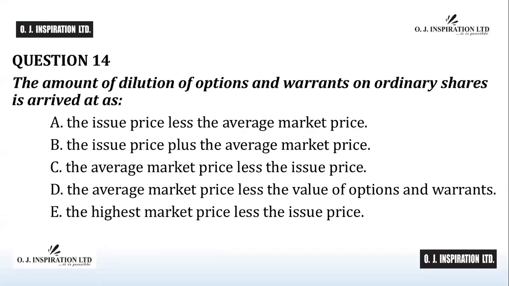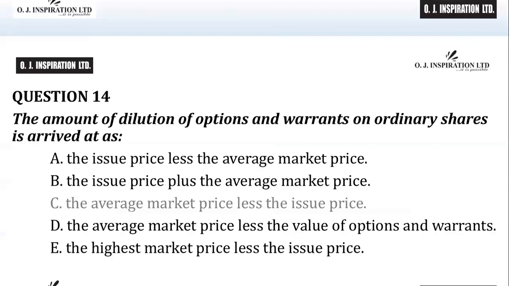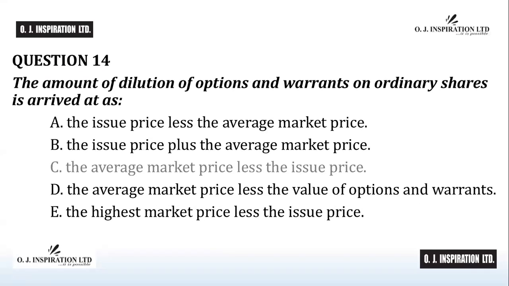Question number 14. The answer to question number 14 is C. The average market price less the issue price. The amount of dilution of options and warrants is the average market price of ordinary shares during the period minus the issue price. C is the answer to question number 14.